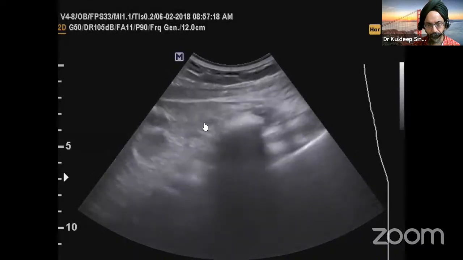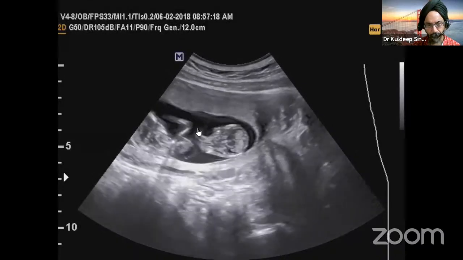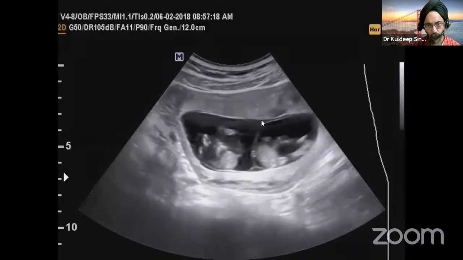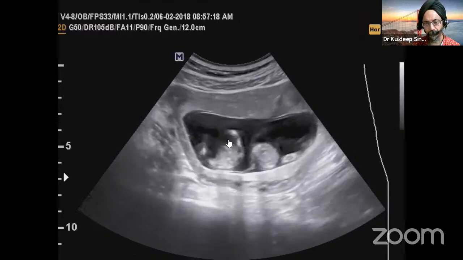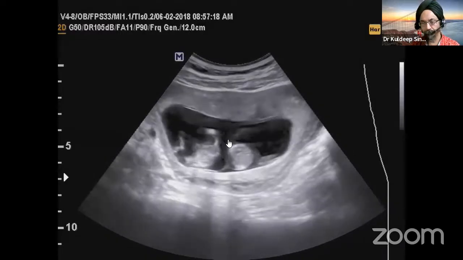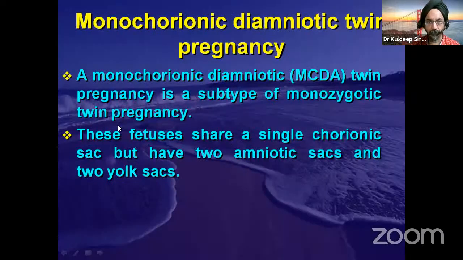What sign is this that we're looking at? It's running perpendicular. That's the T sign. Monochorionic diamniotic subtype of monozygotic.